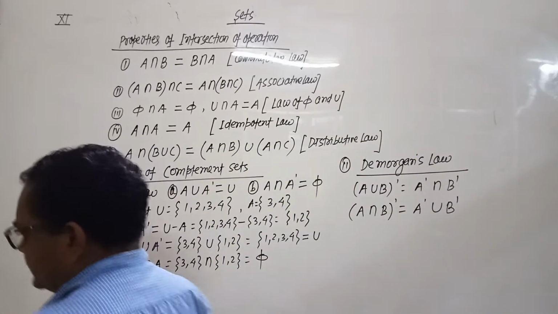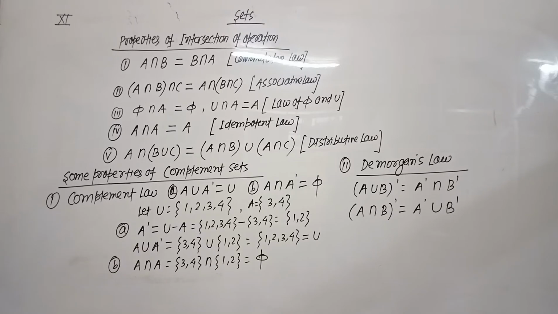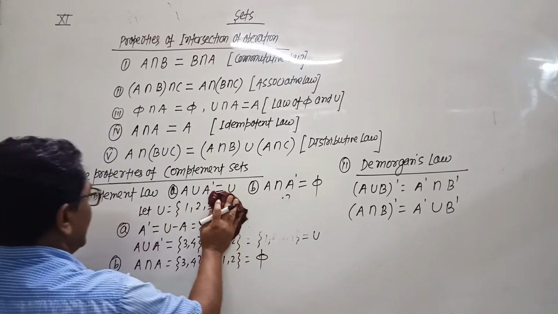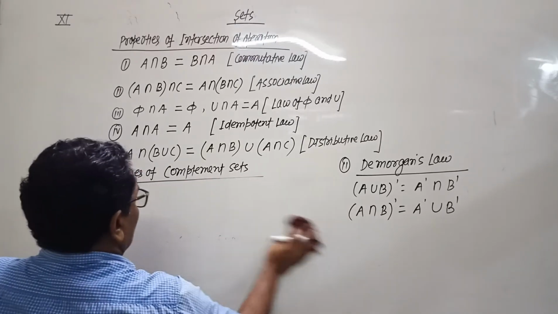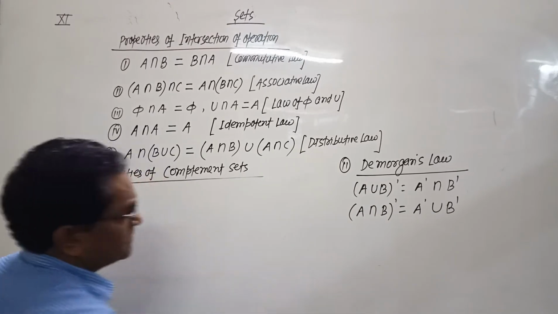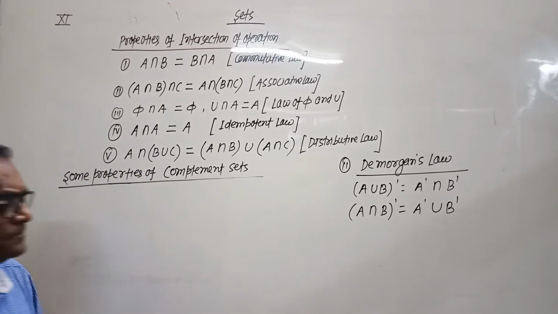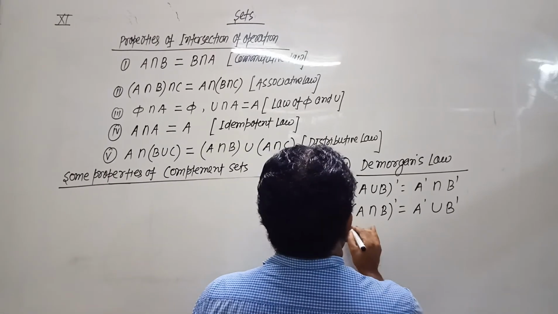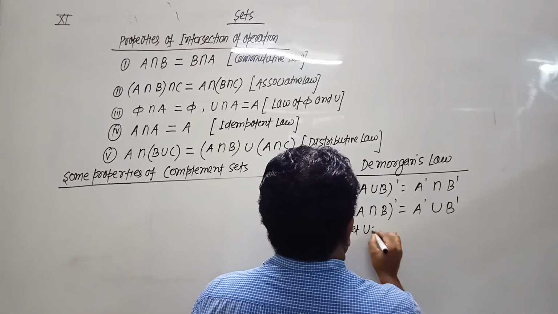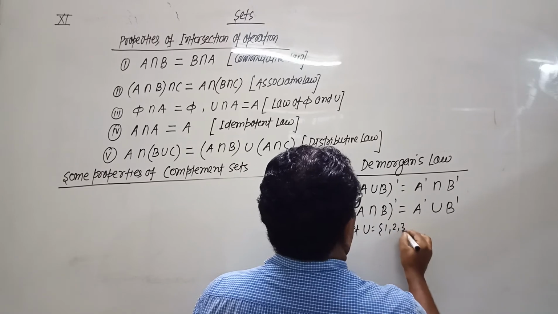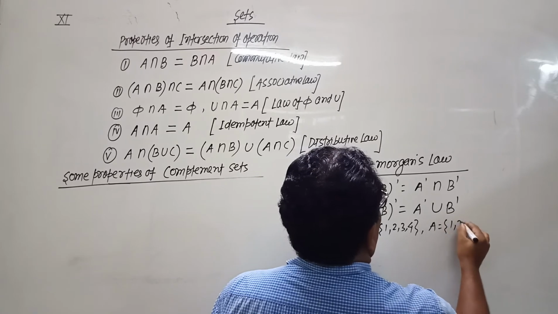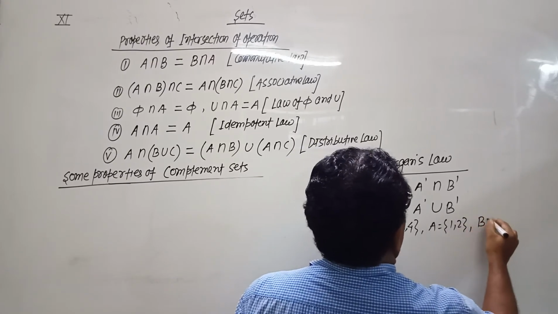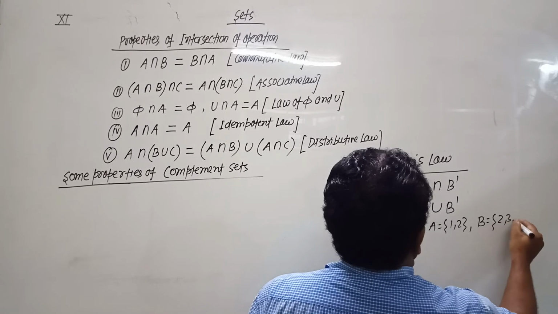We can also prove this result by taking the same example. So let U equals 1, 2, 3, 4. Set A equals 1, 2 and set B equals 2, 3, 4.